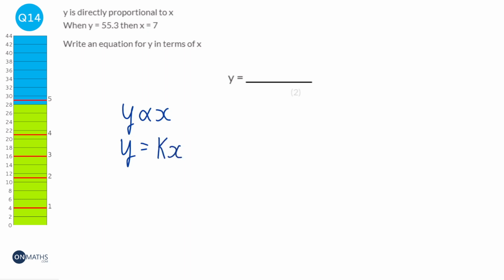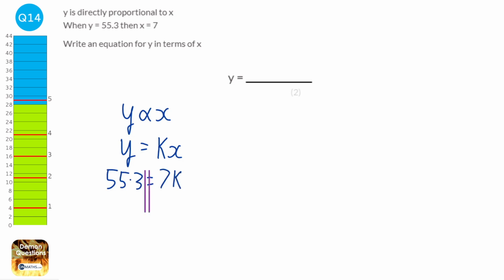Now to find out what that something is, to find out what that constant is, what we're going to do is feed in the value of y and the value of x that we have. So we're going to feed those in. So y is 55.3 and x is 7. So it would be 7k.